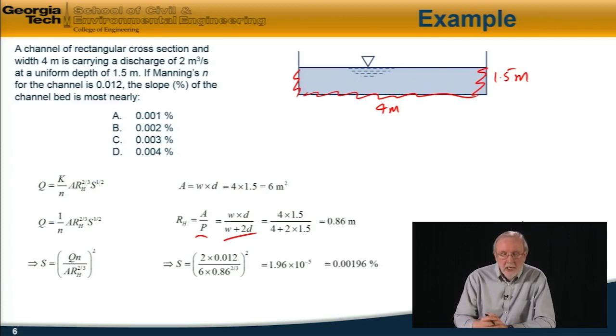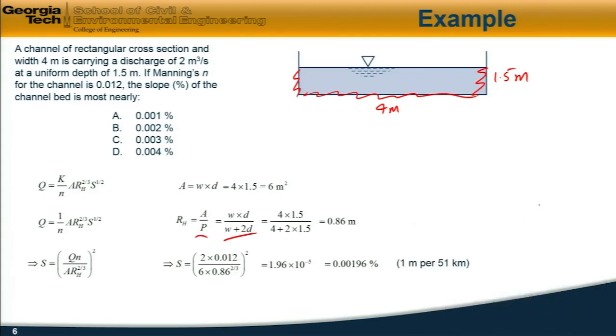Or, expressing that in terms of a percentage, 0.00196%, which we note is a very gradual slope. It's a drop of only 1 meter in 51 kilometers. The closest answer is B, 0.002%.